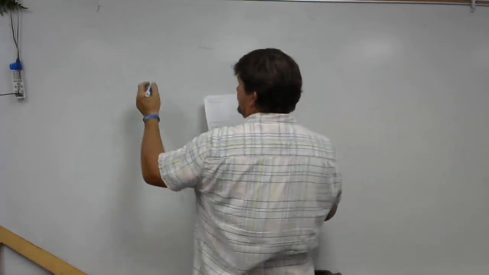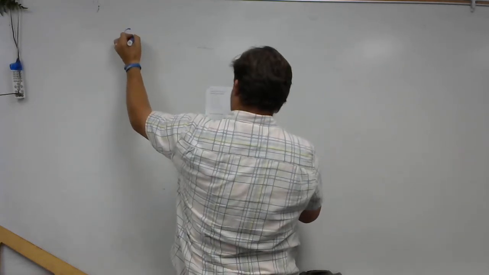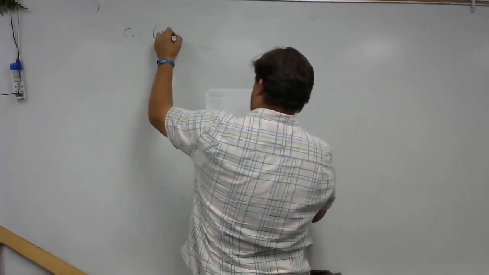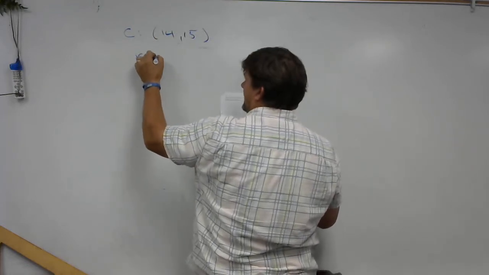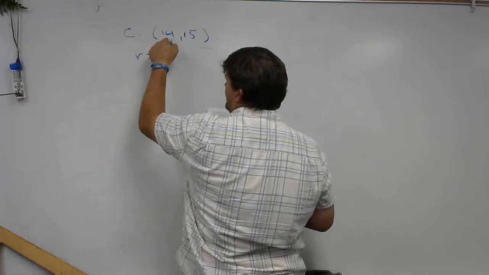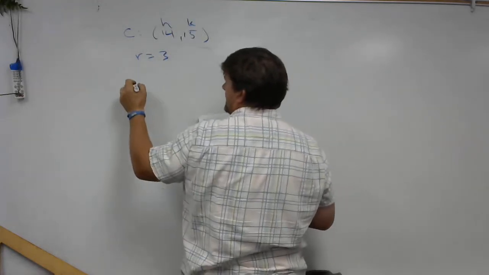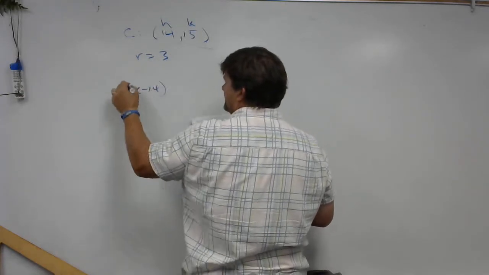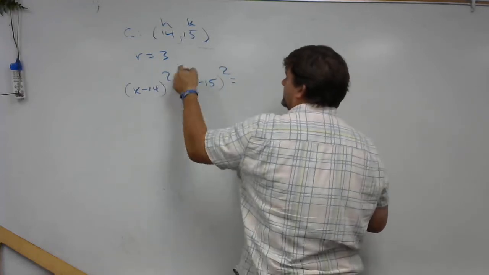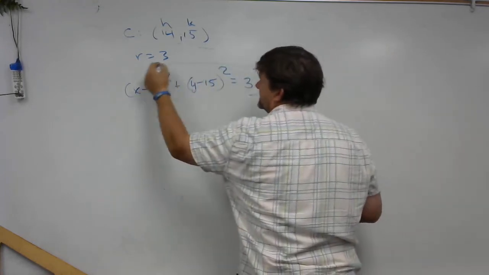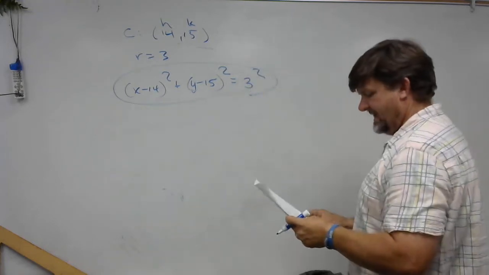Number 8, they give us a center of 14 and 15 and a radius of 3. So now this is h and this is k. So I get x minus 14 squared plus y minus 15 squared equals r squared. There's my equation. That was number 8.